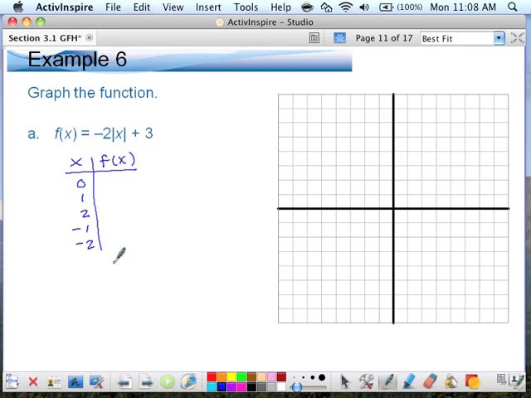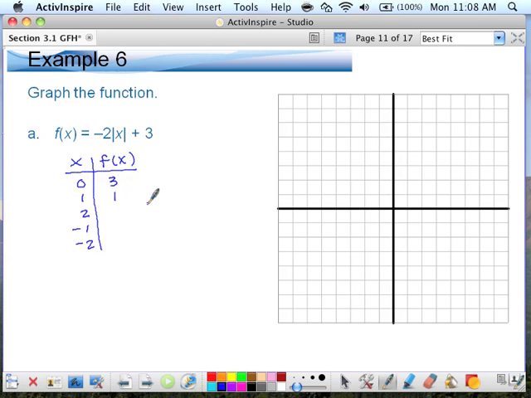What did you say the vertex was? 0. Where what goes to 0? Where the inside of the absolute value goes to 0, that's where your vertex is. So if I substitute 0 in the place there, I get -2 times absolute value of 0 is 0 plus 3. So I get the ordered pair 0, 3.